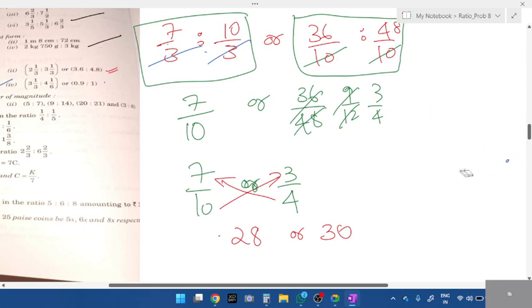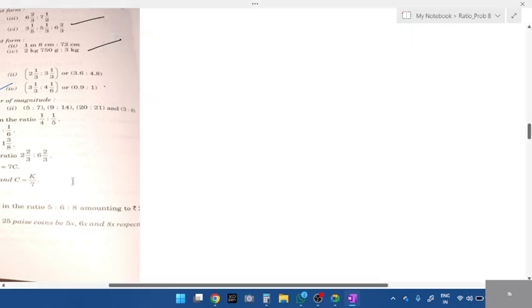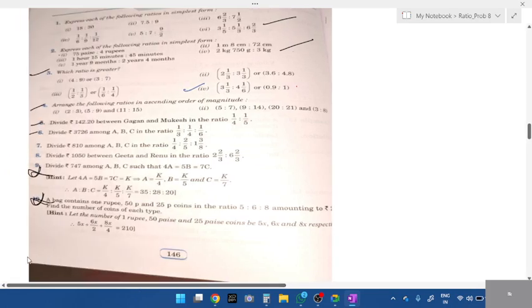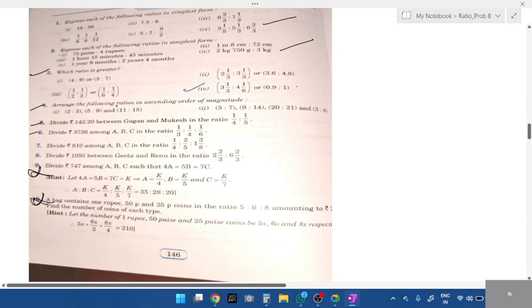Anything is fine, students. You can even take LCM or cross multiply and complete the answer. Anything is fine. Okay, we solve one. Next, arrange in ascending order. From small to big, we need to arrange. Same thing. Eliminate the denominator.